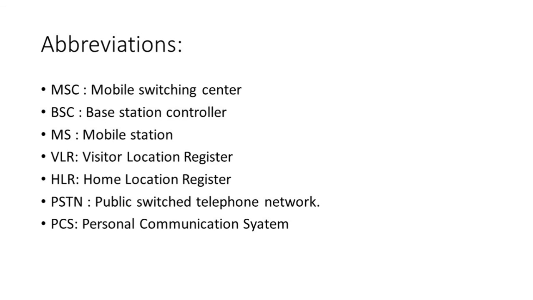MSC is the Mobile Switching Center, which contains the details about the MS. BSC is the base station controller. MS is the mobile station; you can call it the mobile phone itself. VLR is the visitor location register. HLR is the home location register. PSTN is the public switched telephone network. PCS is the personal communication system. We have studied PCS in lecture number 1.